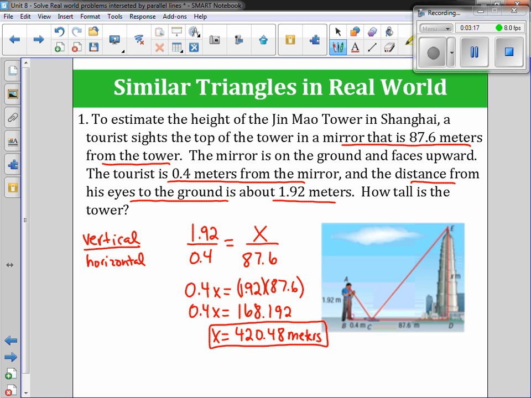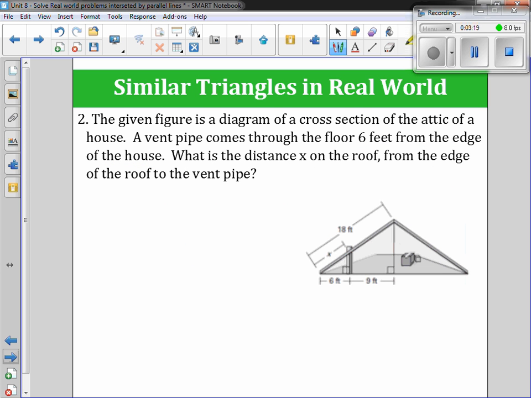Let's take another look at an example. Here I have a figure given of a cross-section of an attic of a house. I have a vent pipe here that comes through the floor 6 feet from the edge of the house. What is the distance x on the roof from the edge of the roof to the vent pipe?